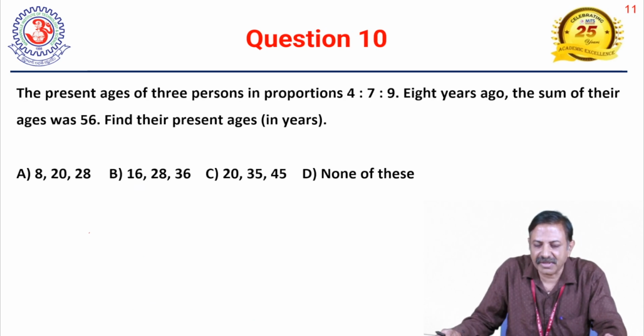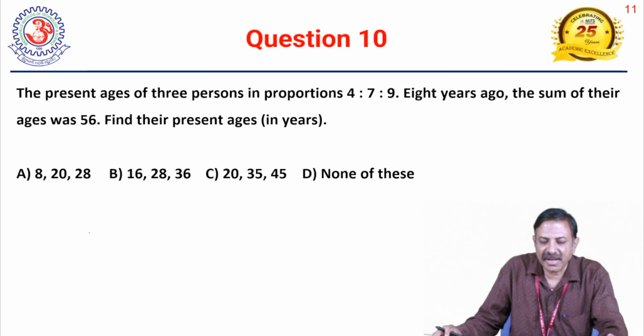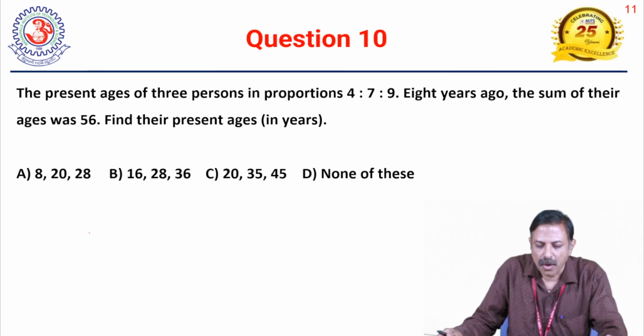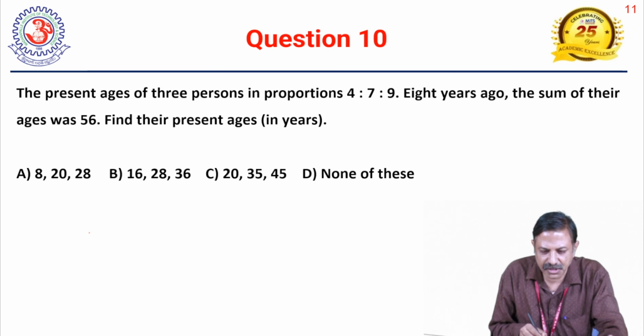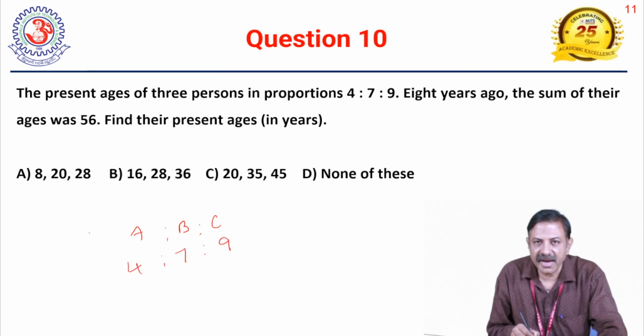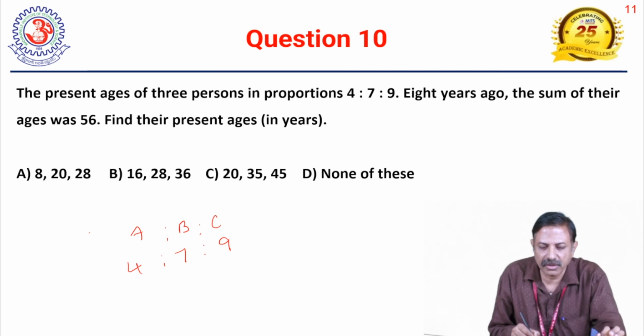That is the next one. The present ages of three persons, say A, B, C, are in the ratio 4 is to 7 is to 9. 8 years ago, the sum of the ages was 56.